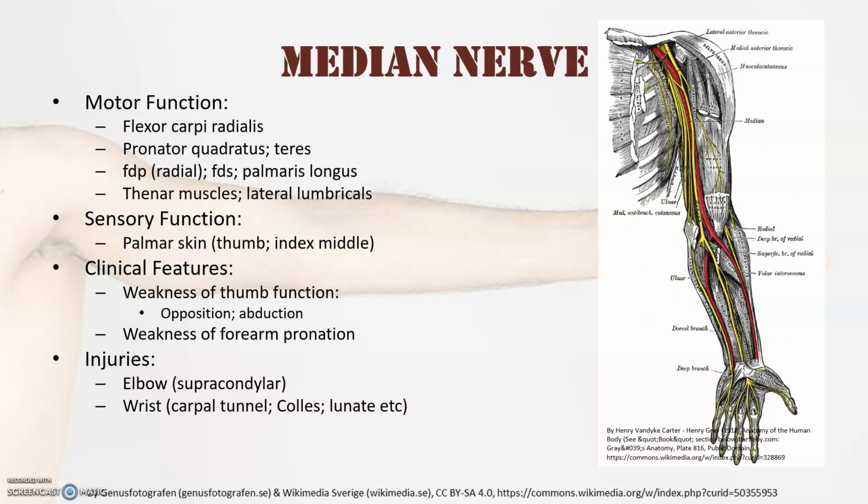The common injuries that lead to median nerve palsy include carpal tunnel injuries, for example Colles and lunate fractures, and elbow injuries such as supracondylar fractures. It is also a nerve that might be affected with compartment syndrome of the flexor compartment of the forearm.